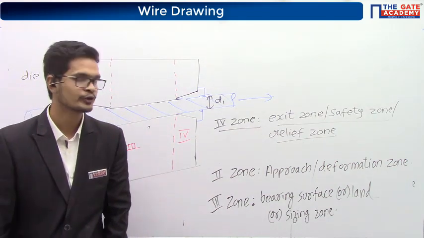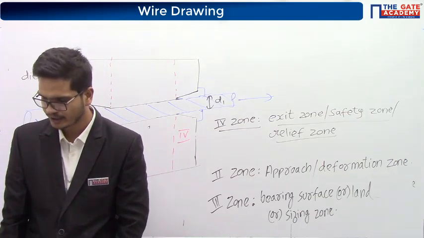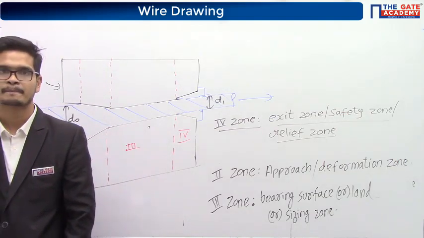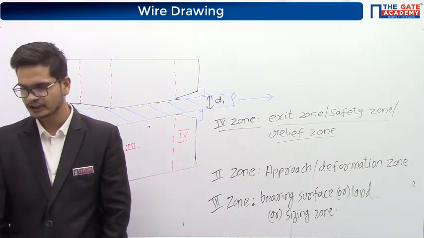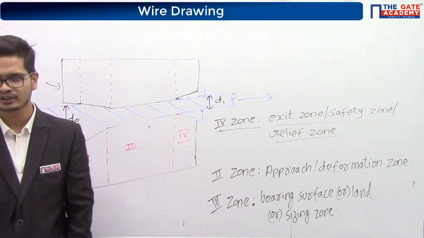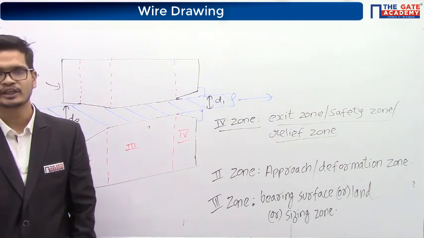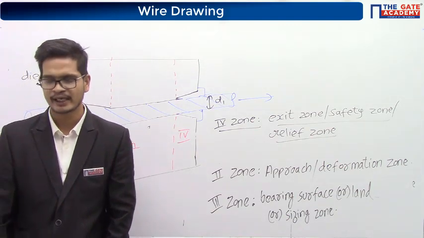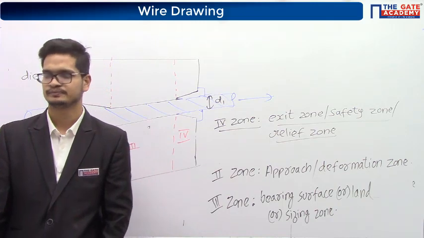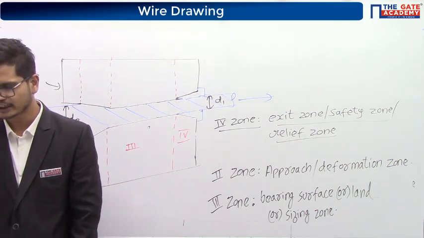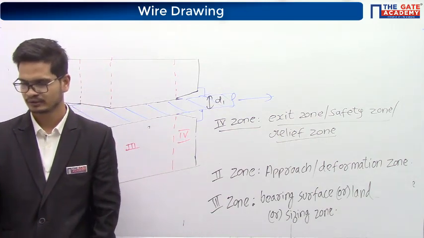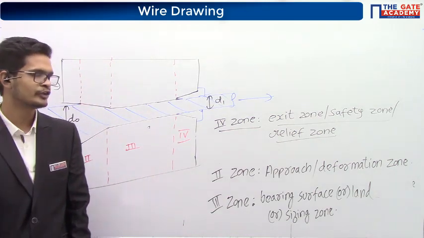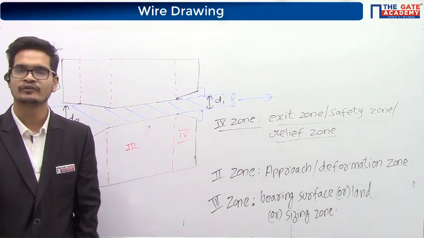So in zone 4 you can write, the lubricants experience very high pressure and temperature in between the die and workpiece.